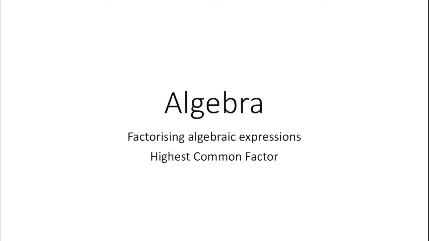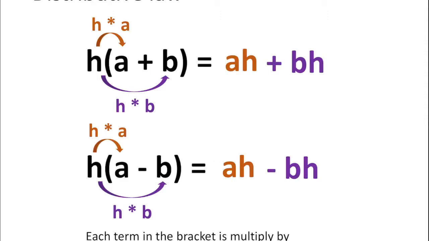Right. In this lesson, we will be looking at factorizing algebraic expressions using the highest common factor. Now, you need to recall the distributive law. When we've got h multiplied into a plus b, it becomes ah plus bh. Similar procedure applies when we've got a minus b in the bracket. When h multiplies into the bracket, it is ah minus bh. And you can see that each term in the bracket is multiplied by the term outside the bracket.